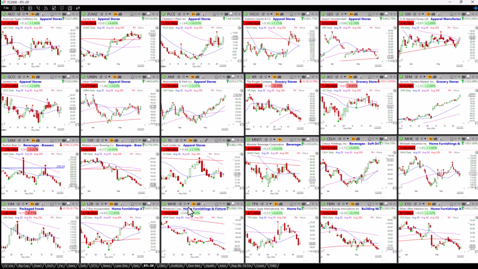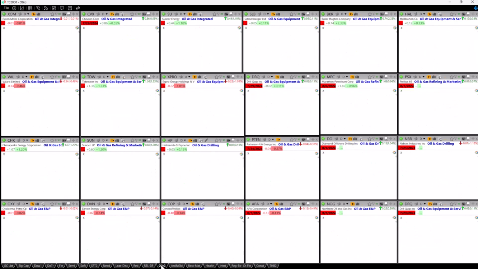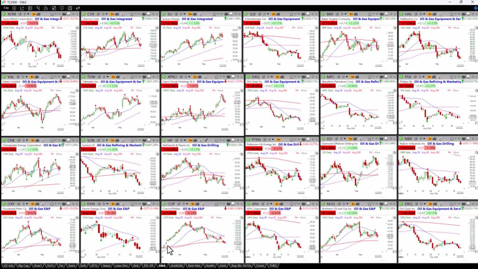What do we have here? Home furnishings, apparel stores, retailers. Again, looking around there. Oil and gas. So here you can see how we can find stocks within particular sectors. For example, if oil was rallying and we wanted to look for oil and gas stocks, we could just come in here. There are other ways to do it, but this is a way that I like to do it where I can see a whole bunch of charts at the same time.